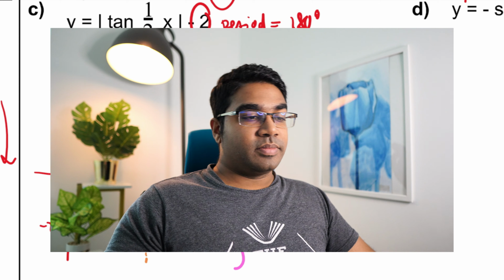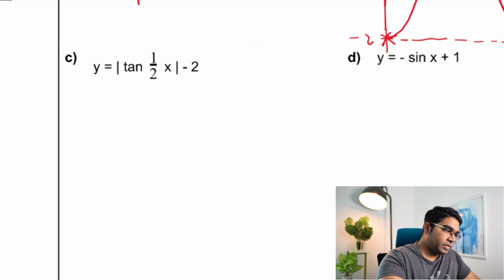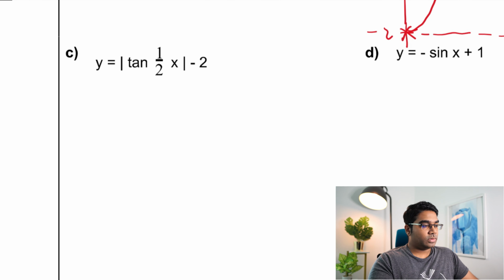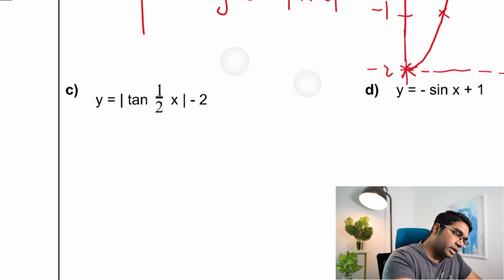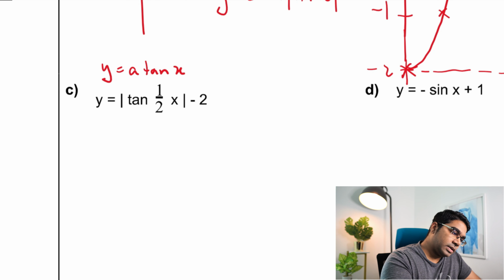Let's try the next question. Let's look at the tangent graph. This is y equals modulus tangent half x minus 2. So let's write our basic form first. Y equals a tangent bx plus c.